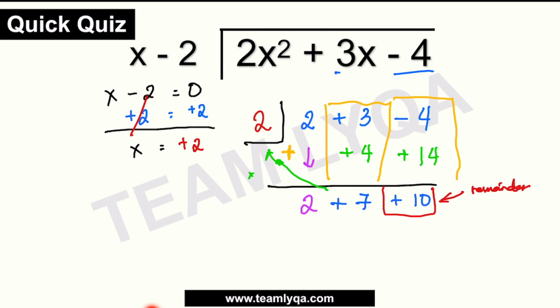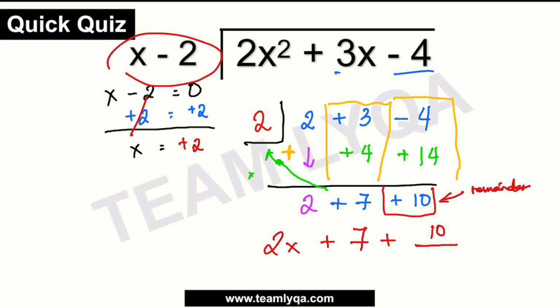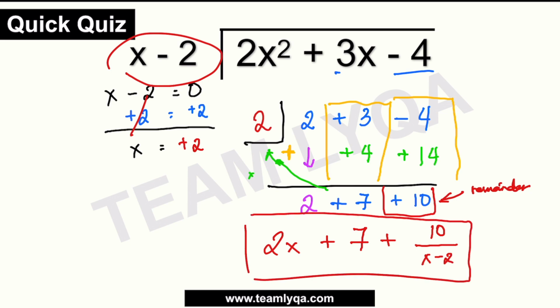Tapos, para makuha natin yung apelido, titingnan natin to, x squared divided by x. So, ibig sabihin, yung una ay magiging 2x plus, tapos ibababa na lang natin to 7 plus 10 over yung ating divisor, no? Kasi may remainder tayo. So, ito, ilalagay natin sa ilalim. 10 over x minus 2. Ito yung ating sagot. Now, I hope you got this correctly.